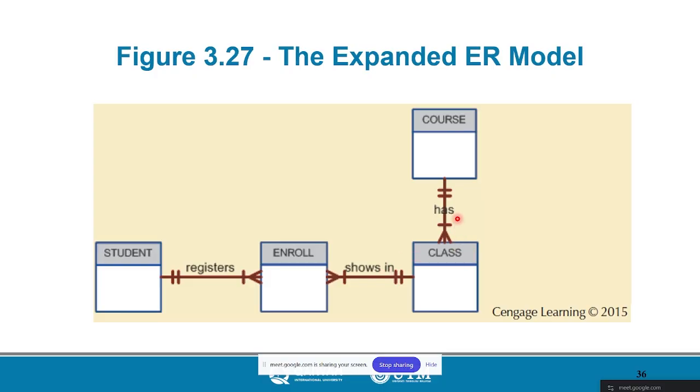Now we can say many classes have one course. For example, this is information technology, of course. Now we have many classes for information technology, and we have many students that can all enroll for those classes. This is the expanded ER model, or entity relationship model. ER stands for entity relationship model.